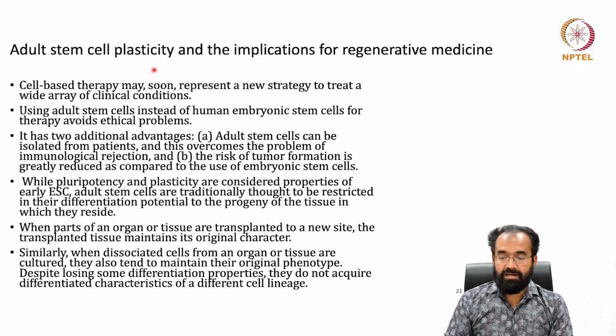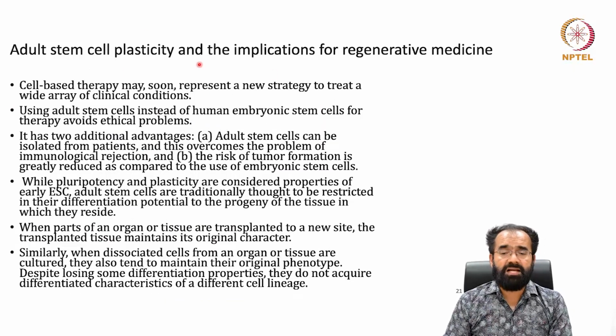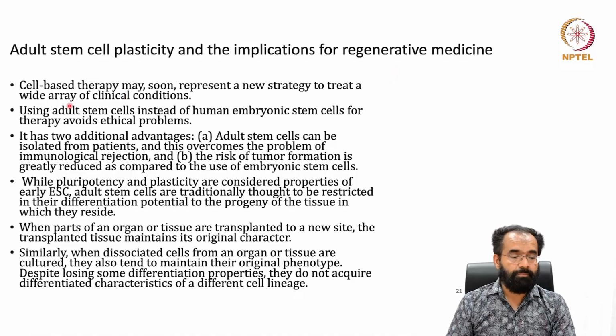So let us see adult stem cell plasticity, and the implications in regenerative medicine. Cell-based therapy may soon represent a new strategy to treat a wide array of clinical conditions. It is very, very promising. Using adult stem cells instead of human embryonic stem cells for therapy avoids all kinds of ethical problems because you are not damaging any embryo, no questions will be asked.